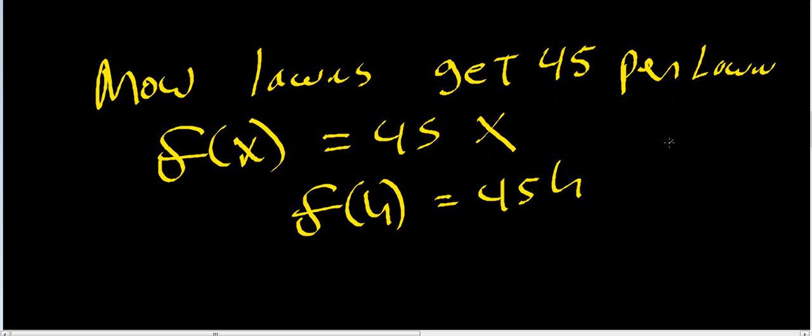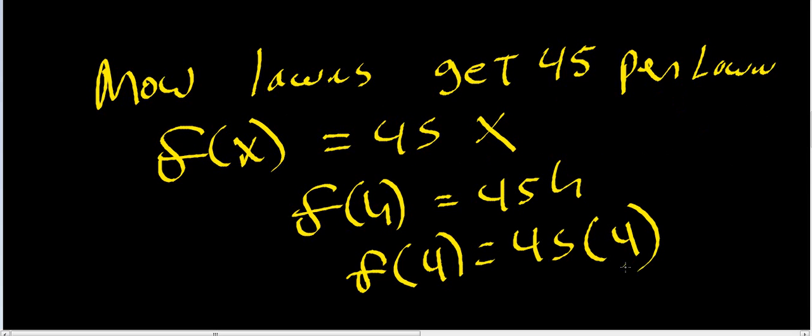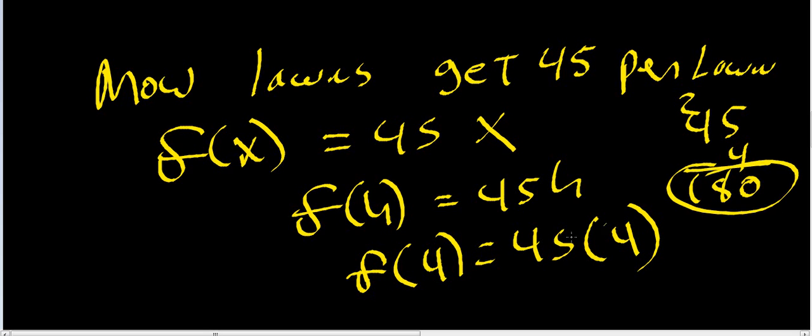The other thing that they may ask you to do with this is, you mow lawns, you get $45 per lawn. How much are you going to make if you mow 4 lawns? So you just do f of 4 is equal to 45 times 4. So 45 times 4 is 180. You make 180 bucks, right? So these are some variations.